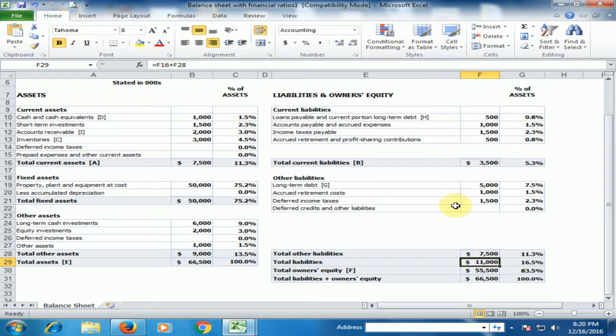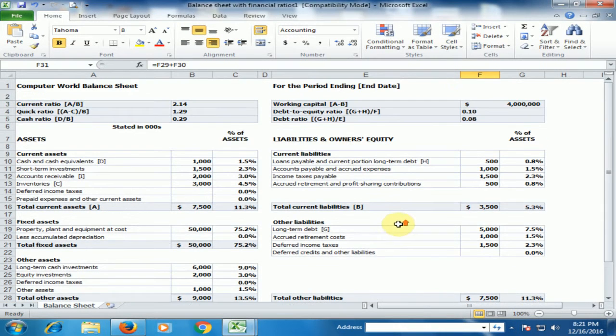Total current liabilities plus total other liabilities is 11,000. Now total owner equity is 55,500, because B29 is this value, total assets, minus F29, which is total liability. Total assets minus total liability gives the total owner equity. Total liability plus total owner equity is 66,500, and total assets and total liability plus owner equity are balanced now at 66,500. Now the balance sheet is tallied.